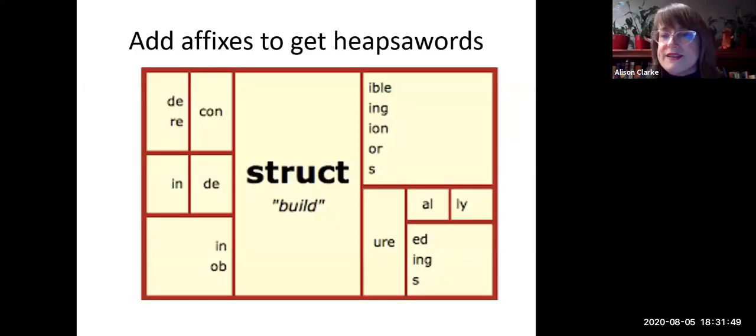You can add affixes to those Latin and Greek words to get heaps of words, and so we have this explosion of additional words, but in fact, the moving parts of them are actually not that hard to spell. They're pretty well behaved, these prefixes and suffixes.